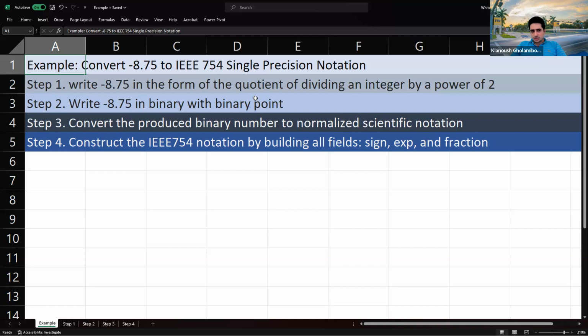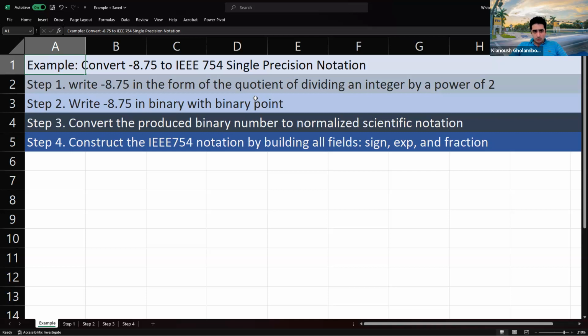But in some cases, when you have numbers that are irrational or have certain properties, it is not possible to write them in the form of an integer over a power of 2. However, you can approximate them using the same format, which means that whatever number is given to you that you want to convert to IEEE 754 notation, for the first step you basically say this number is approximately equal to this integer over a certain power of 2.